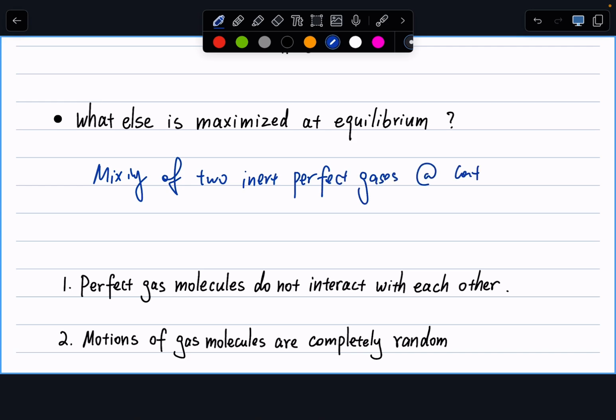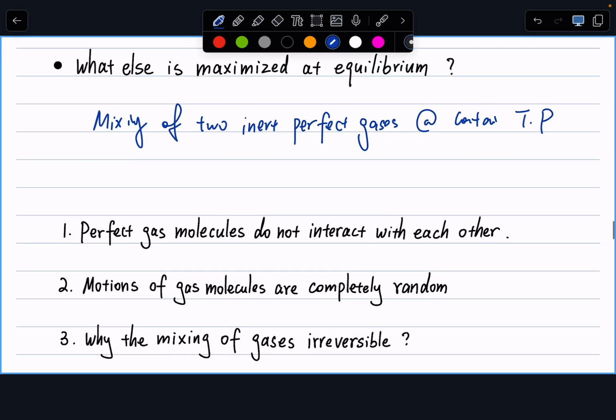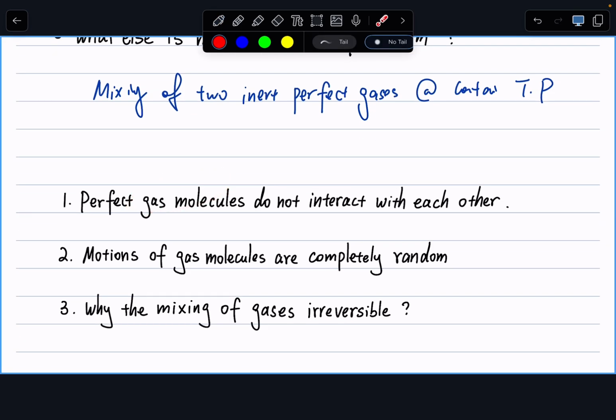At constant T and P. So that's the example we did in last Wednesday's lecture. Remember, mixing of two ideal gases is an irreversible process, right? So what exactly is happening? Knowing these criteria, we know that perfect gas molecules do not interact with each other. We know that the motions of the gas molecules are completely random. And then thinking about why mixing of ideal gases is irreversible.